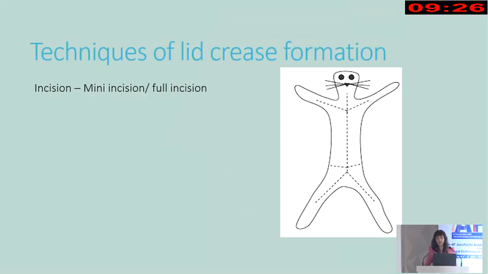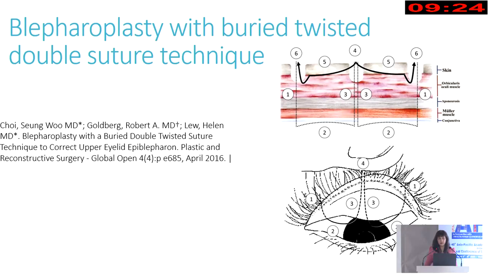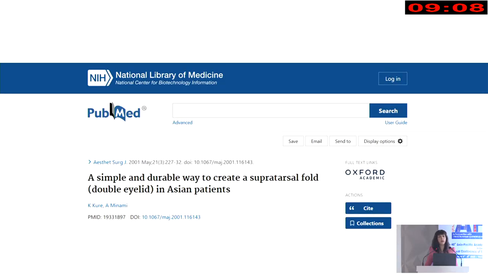So there are many ways to skin a cat, and there's the mini incision, full incision. Alice has already discussed the mini incision, and there's a full incision, extended blepharoplasty, and the suture techniques. So in this, I'll be talking blepharoplasty with the buried twisted double suture technique. This technique has been described also for entropion correction by Choi and Helen et al. And this technique was described for cosmetic lid crease formation by Kure and Minami. And they did a study over 1,000 patients, and it gave a durable lid crease.